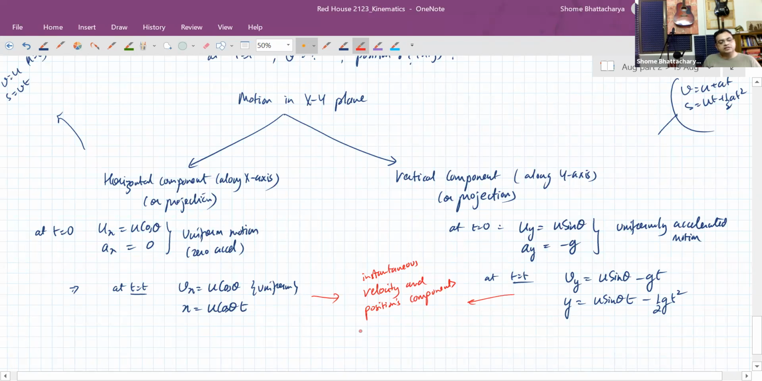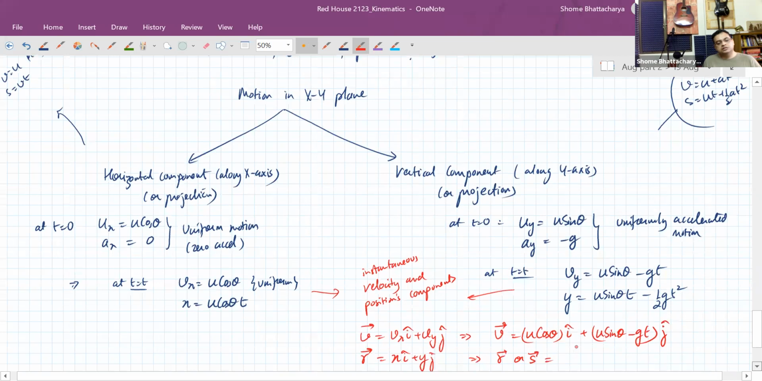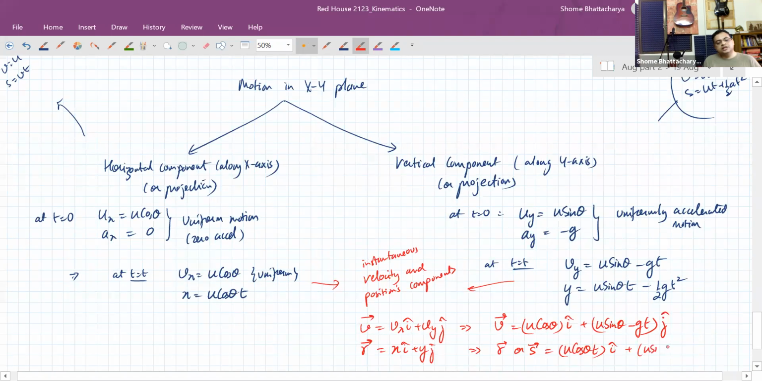So if we combine them now, we can write it like this, that instantaneous velocity will become u cos theta I cap plus (u sine theta minus gt) J cap, and the instantaneous position after any time, or you can also write it as the displacement because it starts from the origin, is going to be given by this relation: u cos theta t is the x component and u sine theta t minus half gt square is the y component.